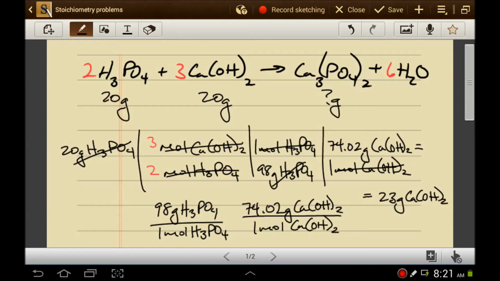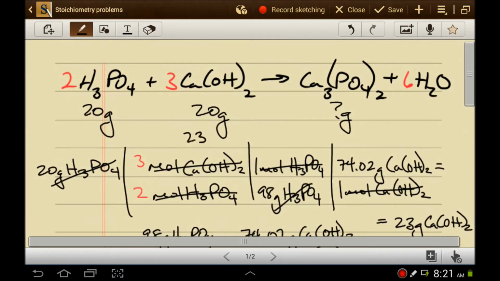Now we have to figure out what that means. 23 grams of calcium hydroxide, we have 20 grams. To react all of the phosphoric acid, we would need 23 grams. So what does that mean? That means we don't have enough calcium hydroxide to react with all of my phosphoric acid. If we don't have enough, what that means is that the calcium hydroxide is limiting. We are going to run out of calcium hydroxide first. So that's the limiting reagent.